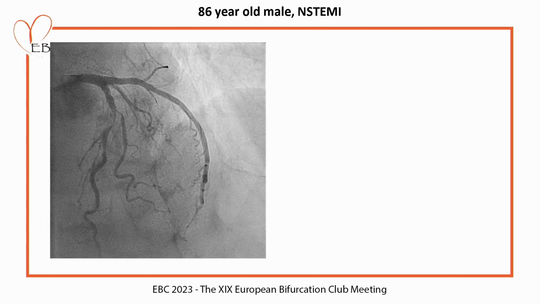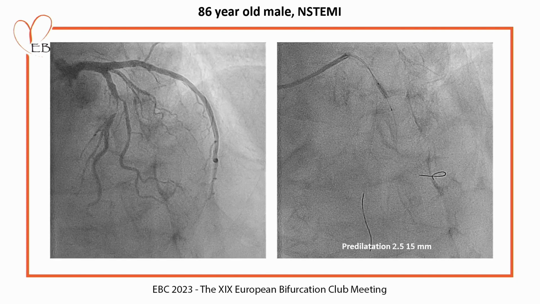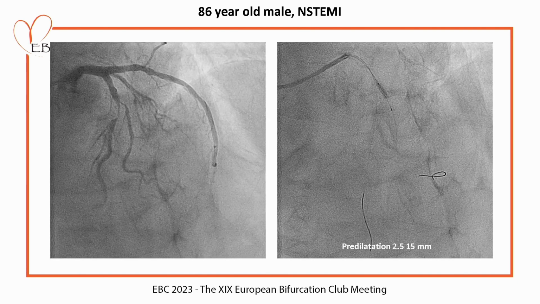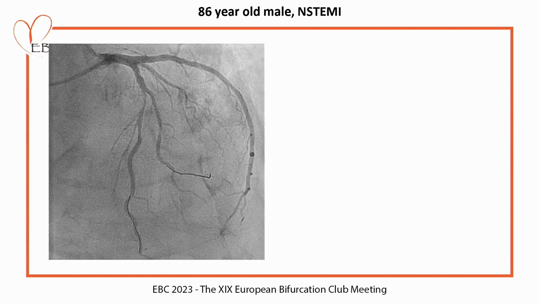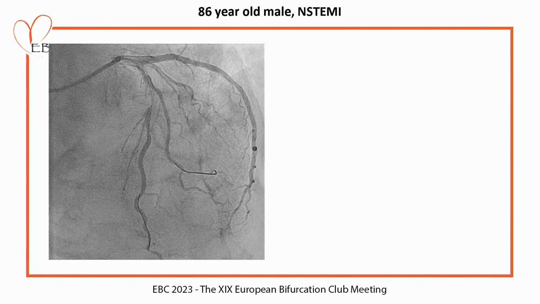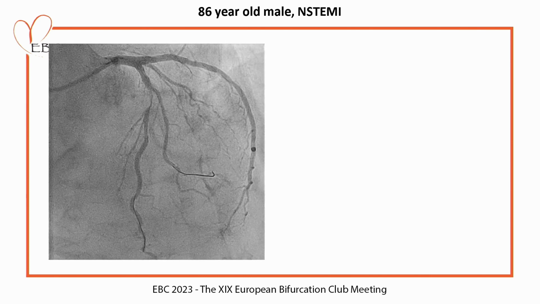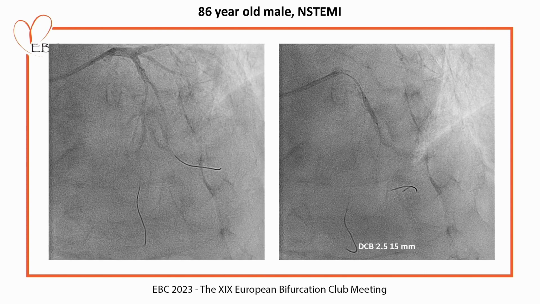First step was predilating the side branch with a 2.5 by 15 millimeter balloon. So this was the result after the pre-dilatation. This is, according to our criteria, an acceptable result. Therefore, treatment with a 2.5 by 15 millimeter paclitaxel coated balloon.